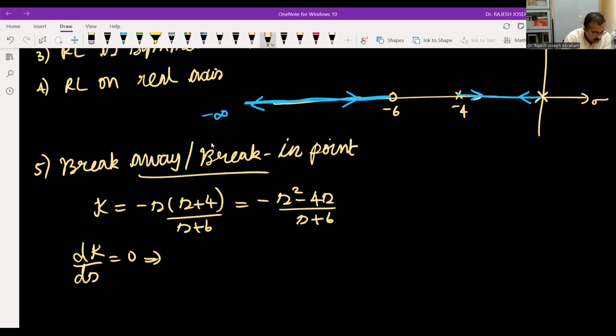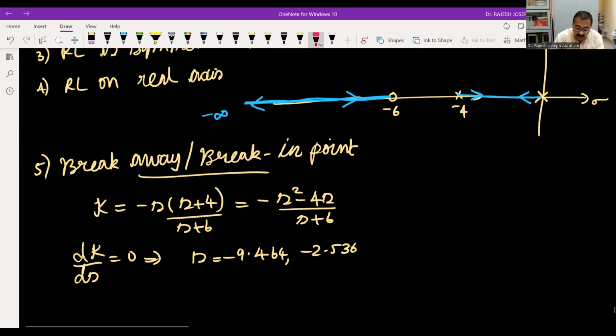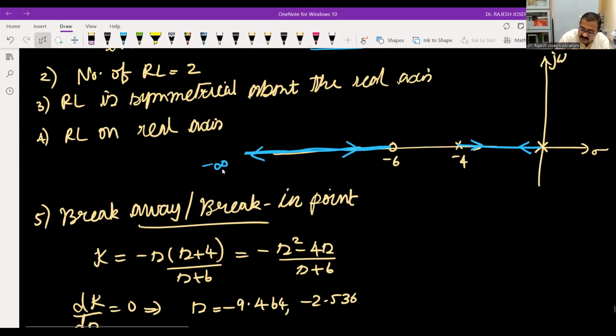What would you get? You would get s as minus 9.464 and minus 2.536. These are the two values. So where is minus 2.536? It is in this interval, so that will be a breakaway point. If you have any doubt, you substitute this minus 2.536 value into this k equation and check if k is a real positive number. If it is, then minus 2.536 is a breakaway point.